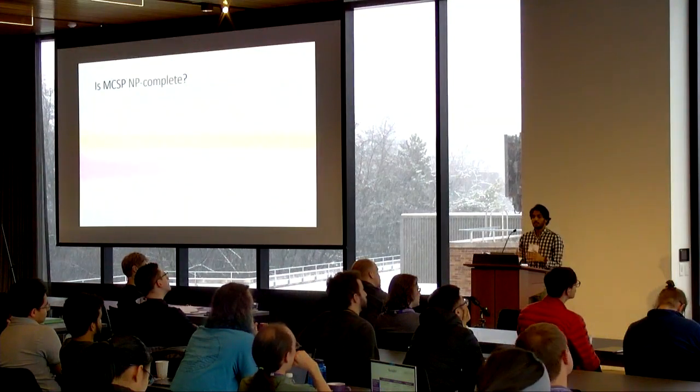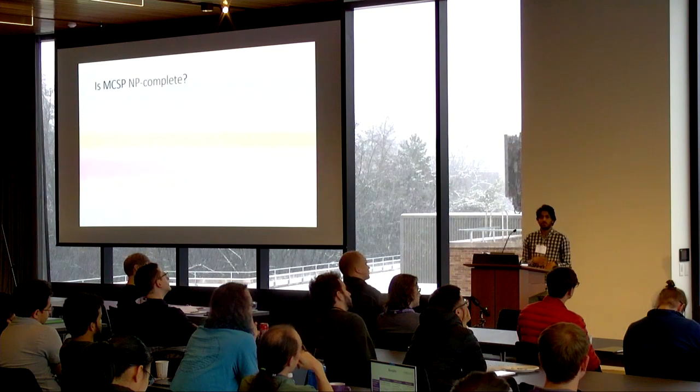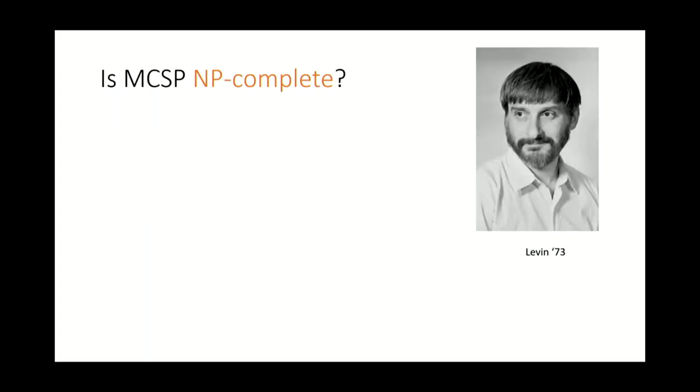Now, the question that I'm interested in is, is MCSP NP-complete? And in some sense, this is a really old question, because when Levin himself discovered his version of the theory of NP-completeness, he actually delayed publishing his results in hopes of showing that MCSP was also NP-complete. And 15 years later, this remains, pardon the pun, a complete mystery.